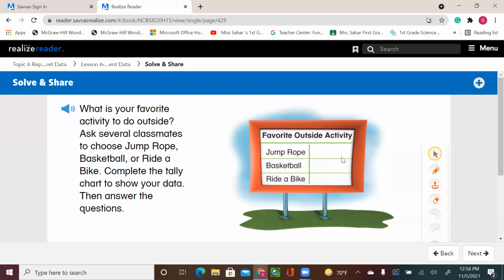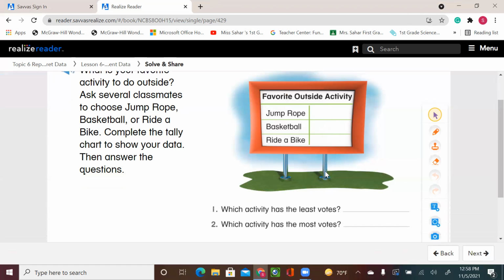All right, so that would be like a chart using activities, a little survey. So you're asking your friend how many like to jump rope, then you're gonna put the numbers. And over here, where we're not using numbers, we're using the tally marks, basketball and riding a bike. And then when you do your data using the chart and using the tally marks, you're gonna be easily answering questions such as which activity has the least votes, like less kids vote for this activity, and which activity has the most votes, that more kids choose this activity.